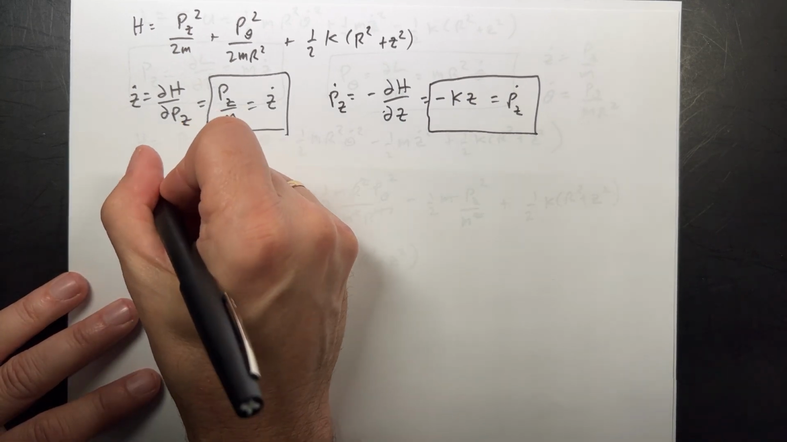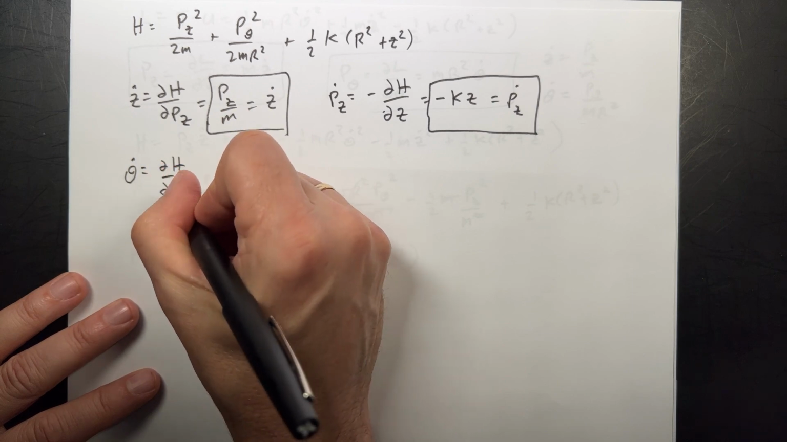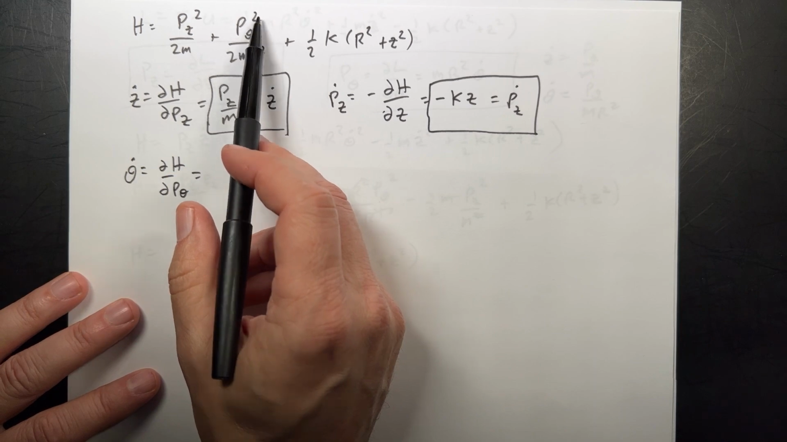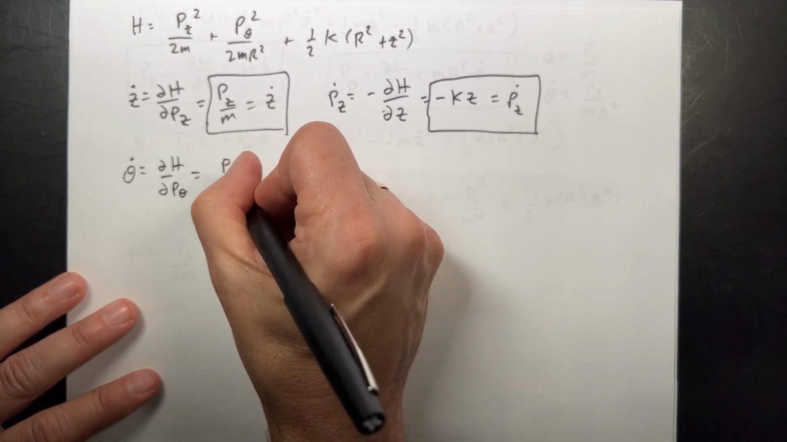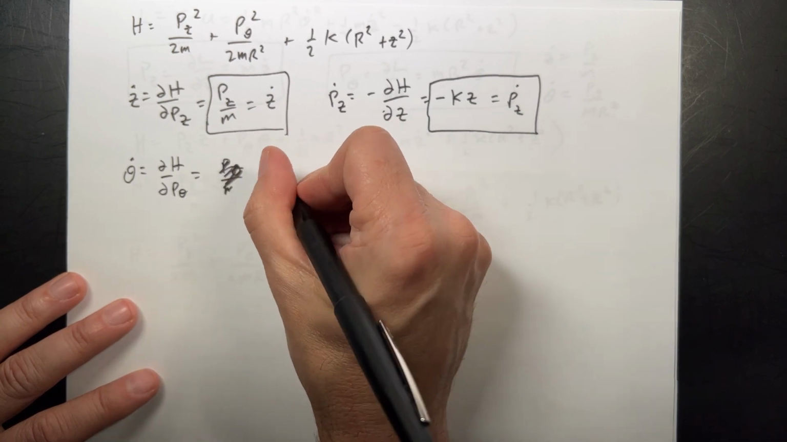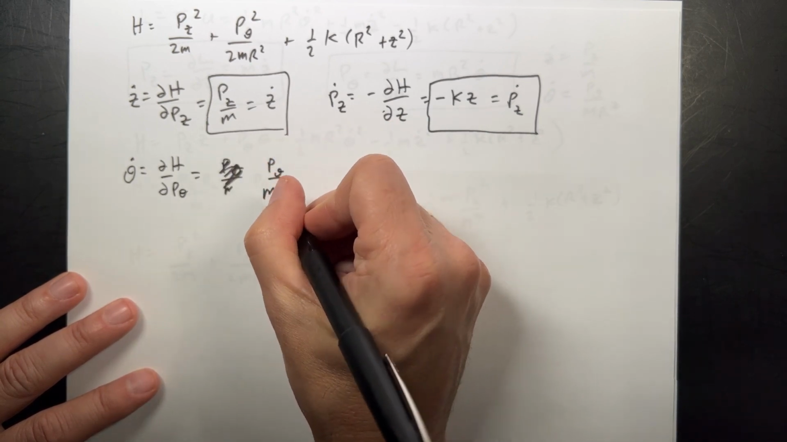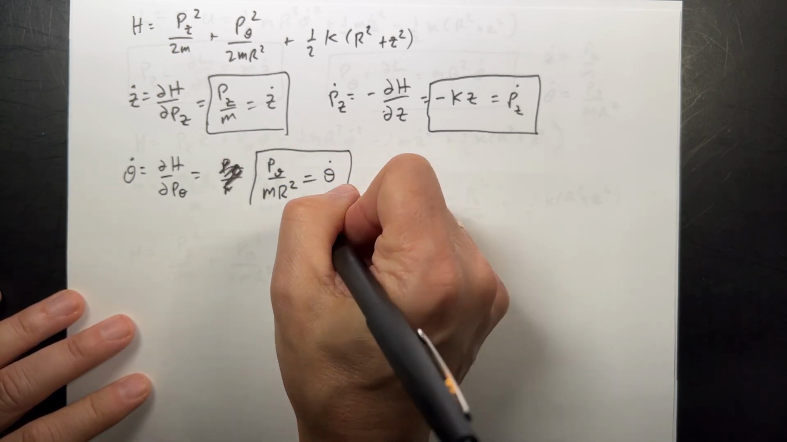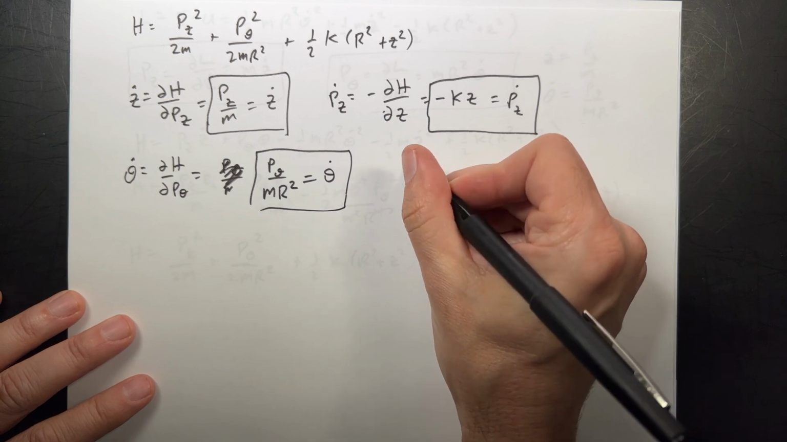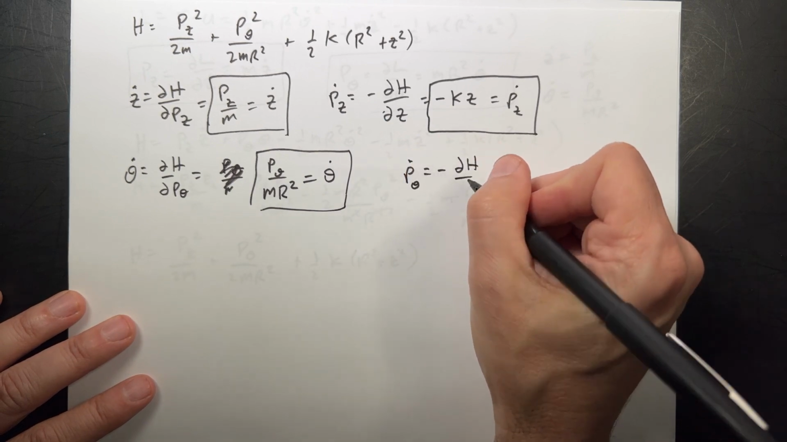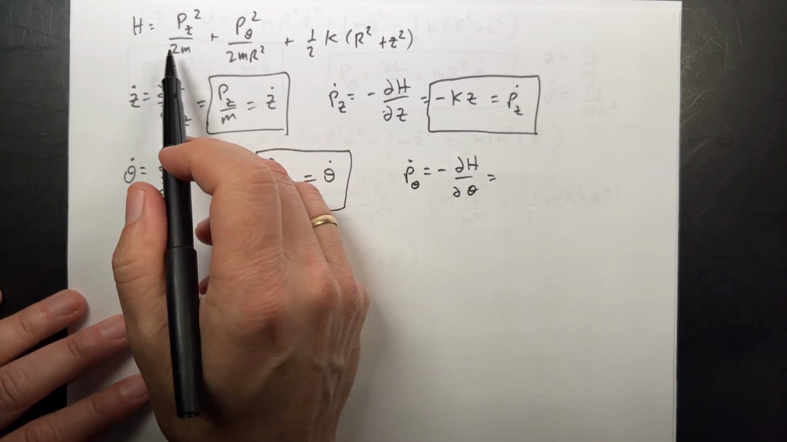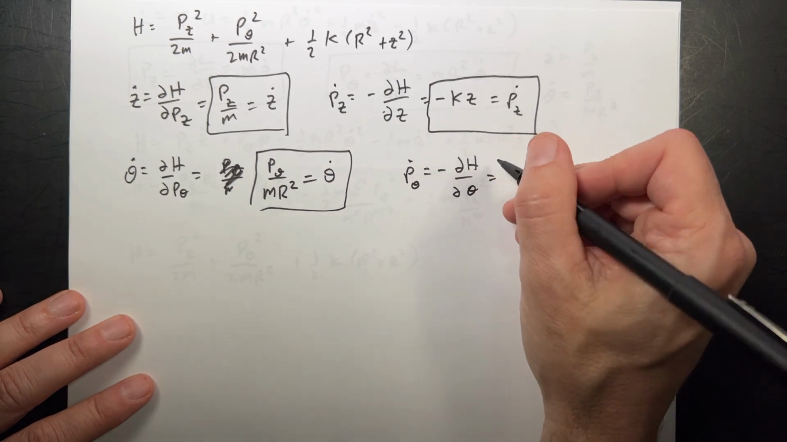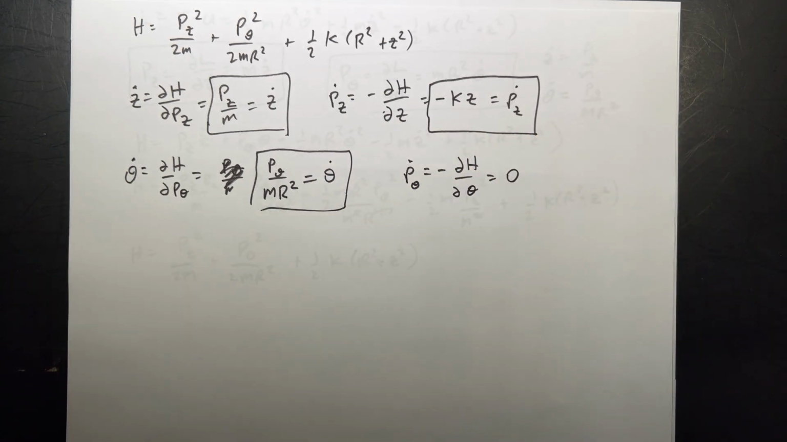So theta dot is going to be the partial of h with respect to p theta. There's only one p theta. It's right here. And so I bring down the 2. I get p theta over m r squared equals theta dot. Again, that's the same thing I had before. Now, p theta dot is negative the partial of h with respect to theta. But wait, there's no thetas here, right? So the partial of this with respect to theta is 0. So p theta dot is 0.